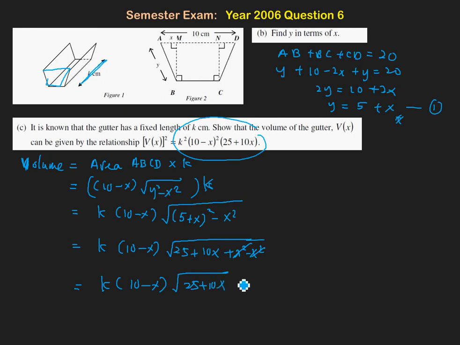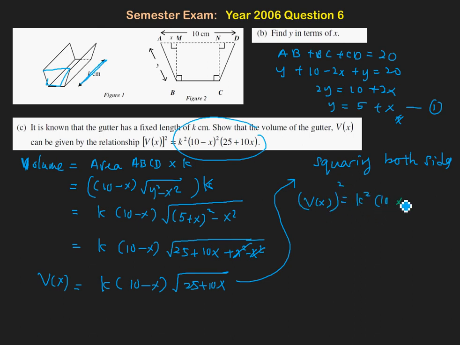And so we have V(x). If we square both sides now, we have V(x) squared equal to k squared (10 minus x) squared, and this is shown. Of course, do not forget to add the unit cm cubed. So we have shown this.